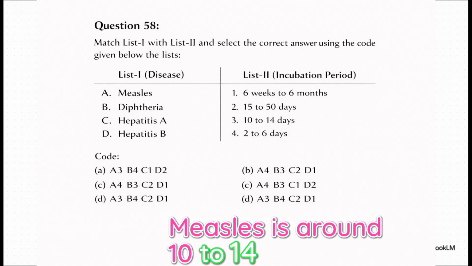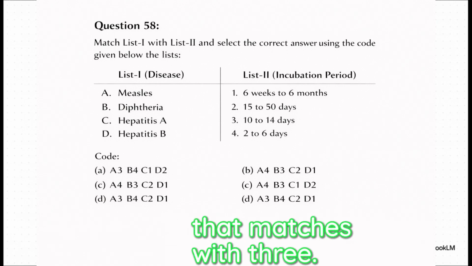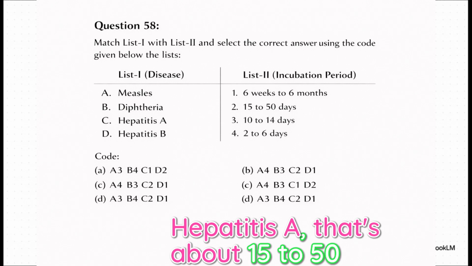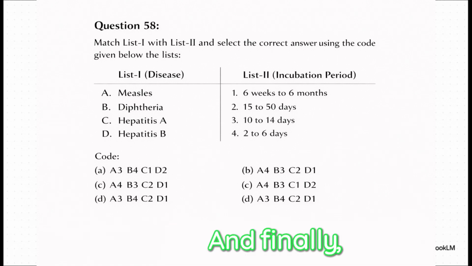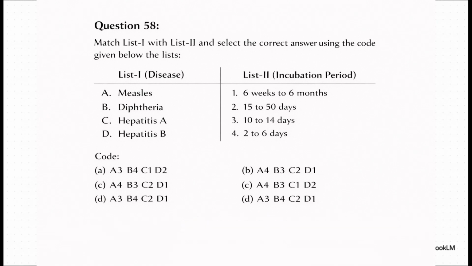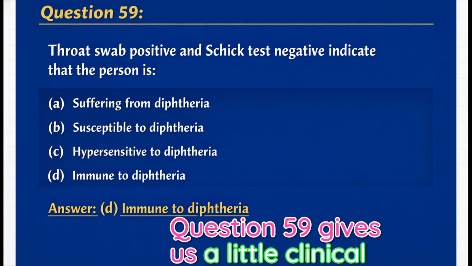Measles is around 10 to 14 days, so that matches with 3. Diphtheria is pretty quick, 2 to 6 days, so that's 4. Hepatitis A, that's about 15 to 50 days, so it matches with 2. And finally, hepatitis B has that really long incubation period, 6 weeks to 6 months, matching with 1. Looks good.